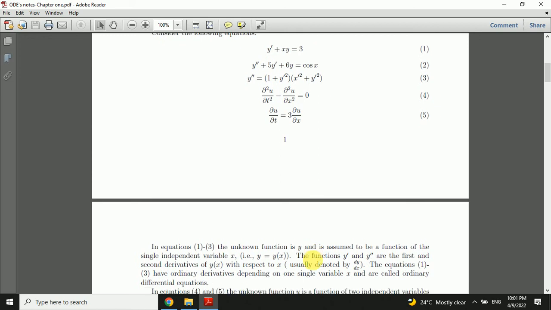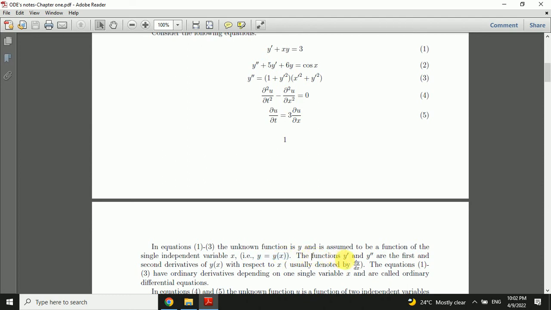So let's continue. We are saying that in equations 1 to 3, the unknown function y is assumed to be a function of a single independent variable x. So from 1 to 3, we are assuming that we have an unknown function y which depends on one variable x. In that case, you can as well write your y as y of x to mean that y is a function of just one variable x.